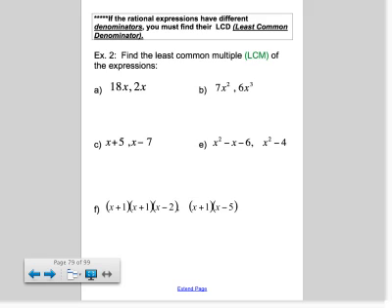Alright, if the rational expressions have different denominators, you must find their LCD, least common denominator. So we're going to find the least common multiple of these expressions.